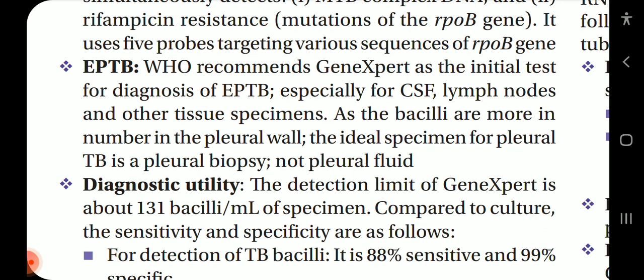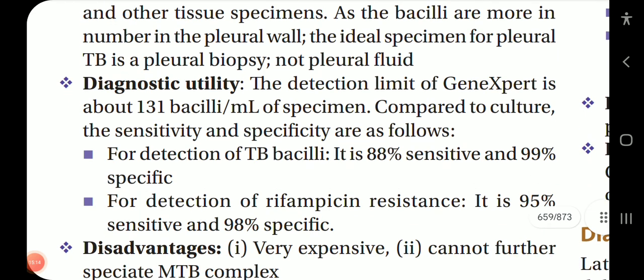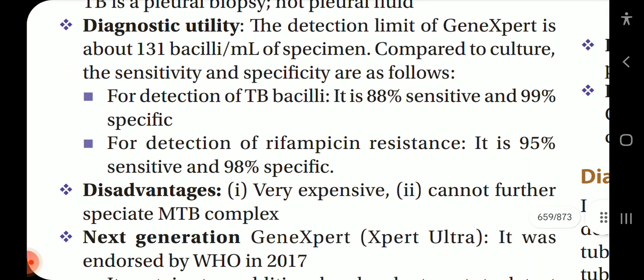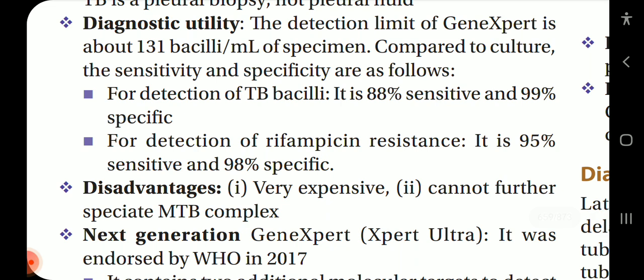EPTB: WHO recommends GeneXpert as the initial test for diagnosis of EPTB, especially for CSF, lymph nodes, and other tissue specimens. As the bacilli are more in number in the pleural wall, the ideal specimen for pleural TB is pleural biopsy, not pleural fluid. Diagnostic utility: the detection limit of GeneXpert is about 131 bacilli per ml of specimen.